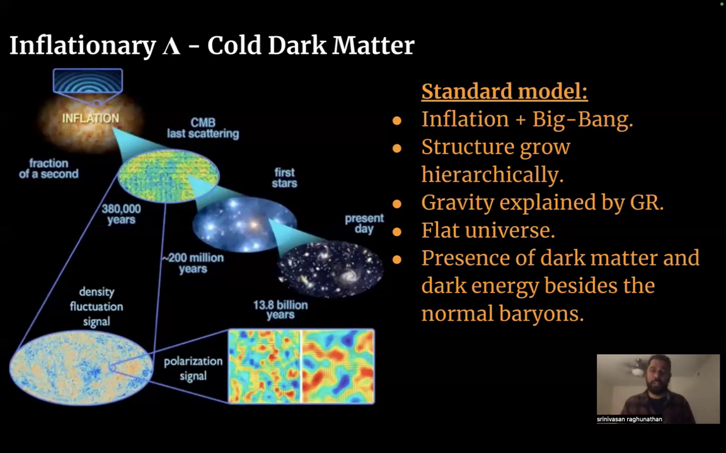So you can put all these things into the bullet points that are given here. It was inflation plus the Big Bang initially. Structures grow hierarchically, meaning smaller structures form first, and they combine to form larger structures. Gravity is very well explained by GR. The universe that we live in is a flat universe, and it also contains dark matter and dark energy besides the normal baryons. These are all the things that the observations tell us. Of course, we don't have the smoking gun evidence for inflation yet, which is the detection of the primordial B modes, a goal that everyone in the field of CMB is working towards in the next decade or so.